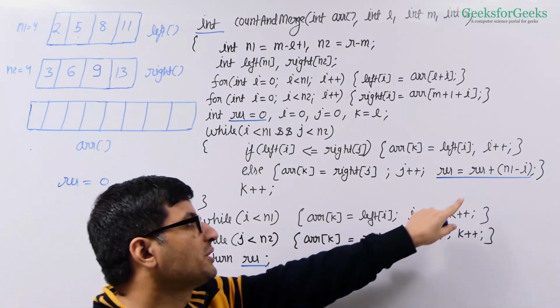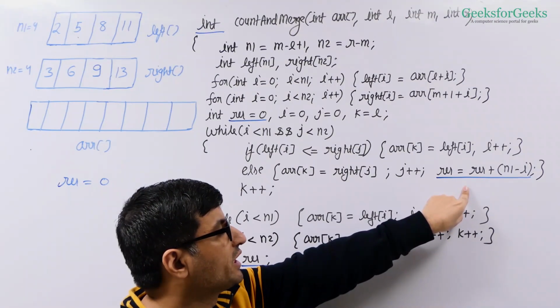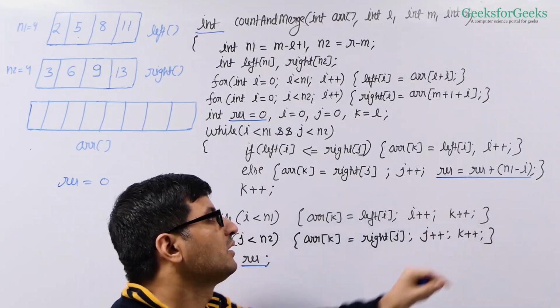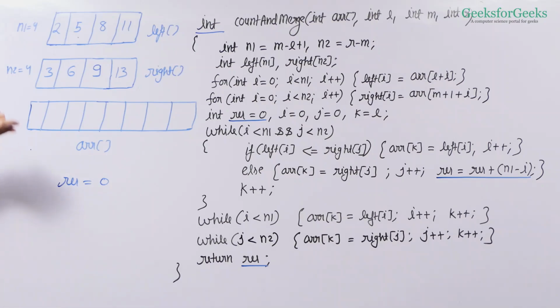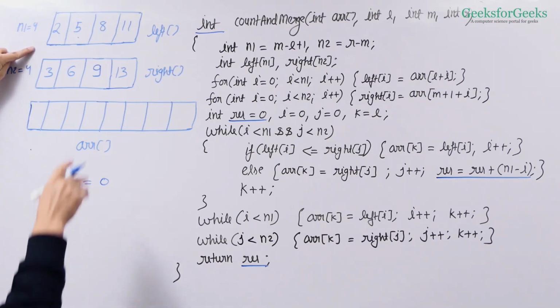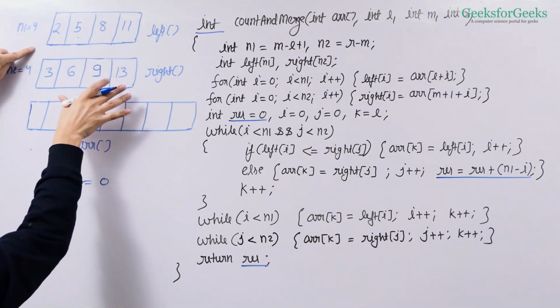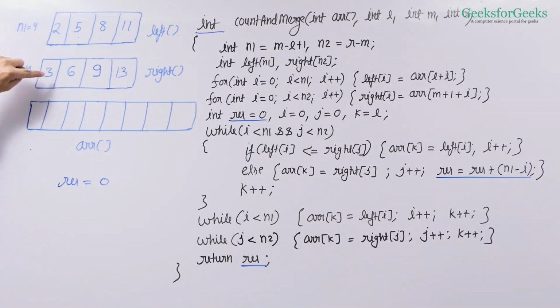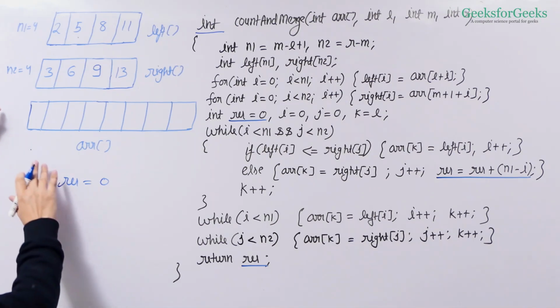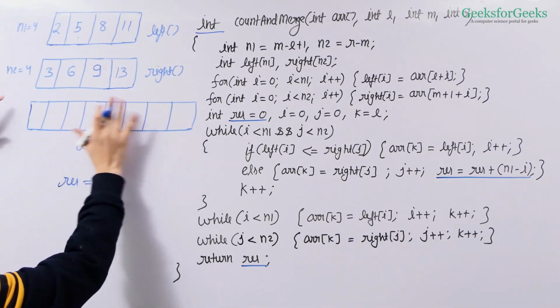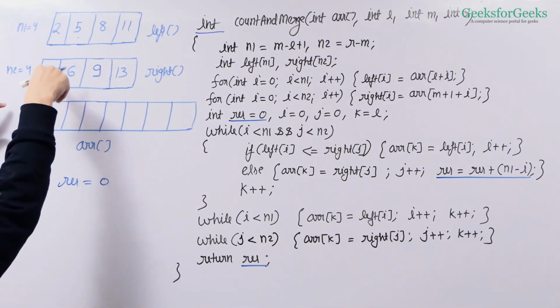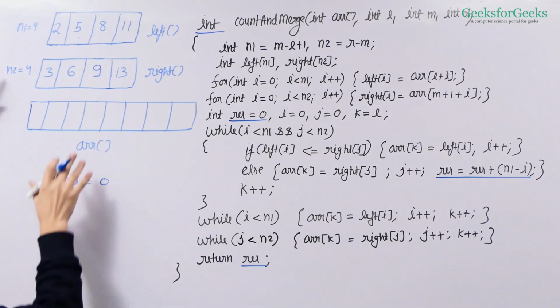Let's now see what happens in this line. What is the significance of this particular expression? Let's understand this with an example. So we have, say, the left array as this array and the right array is this array. The left half is also sorted and the right half is also sorted. N1 is 4, N2 is also 4, the number of elements in the left array and right array. And this is our original array ARR, right? And we are going to merge these one by one and write the elements in this array.